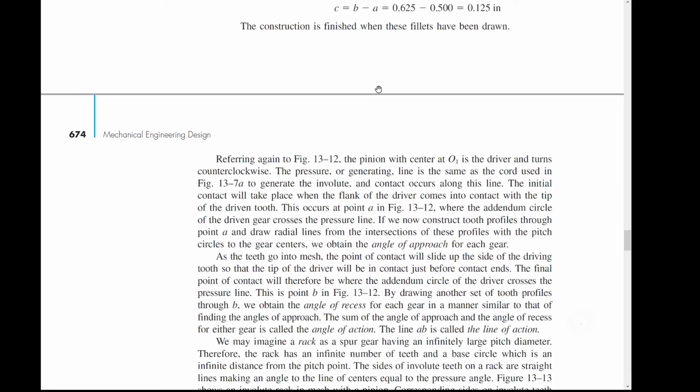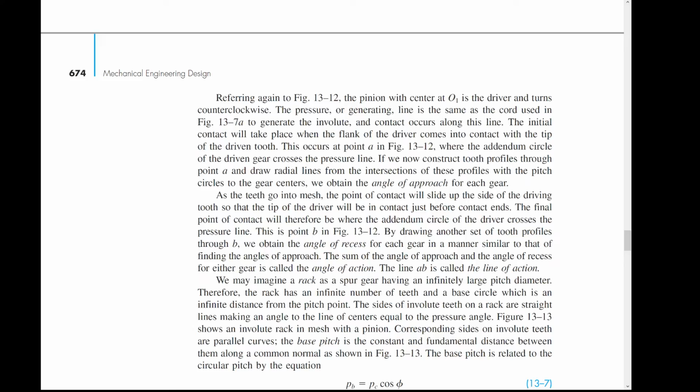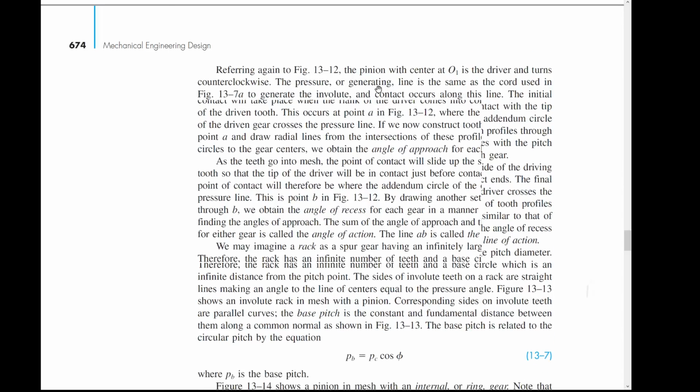Referring to figure 13.12, the pinion with center O1 is the driver and turns counterclockwise. The pressure or generating line is the same as the cord used in figure 13.7a to generate the involute, and contact occurs along this line. The initial contact will take place when the flank of the driver comes into contact with the tip of the driven tooth. This occurs at point A in figure 13.12, where the addendum circle of the driven gear crosses the pressure line. If we now construct tooth profiles through point A and draw radial lines from the intersections of these profiles with the pitch circles to the gear centers, we obtain the angle of approach for each gear.